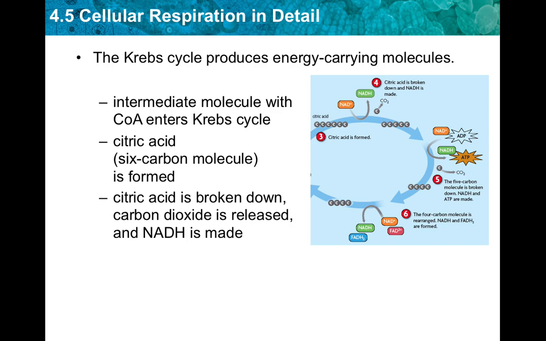Citric acid is broken down by an enzyme. A 5-carbon molecule is formed. NADH is made and moves out of the cycle, and one CO2 molecule is given off as waste.